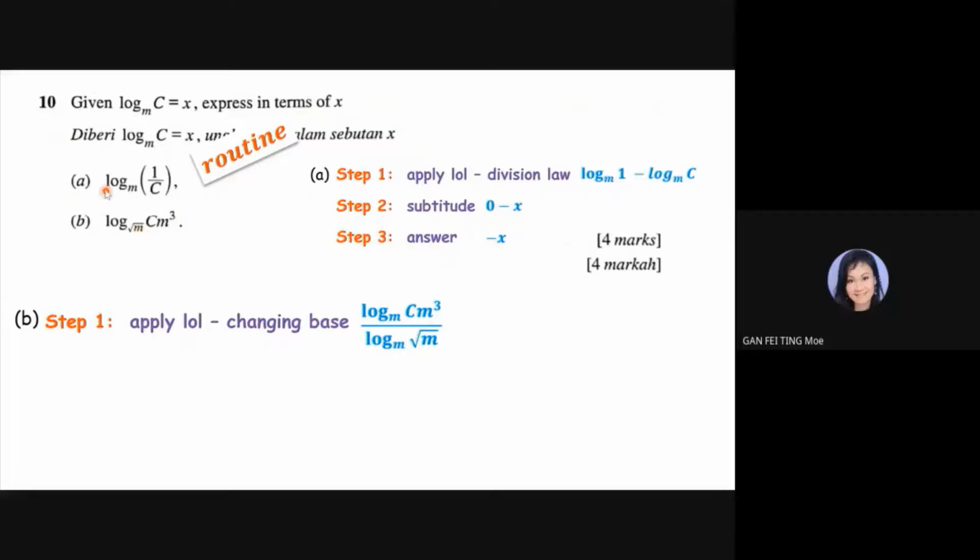So changing base, now it becomes log base m of c m power 3 over log base m of square root m. How to apply this? How to change this into this mode of writing, you must be familiar. You need some drilling, you need to write lots in order for it to be smooth writing. Then I see multiplication, I see the power, then I see the square root.